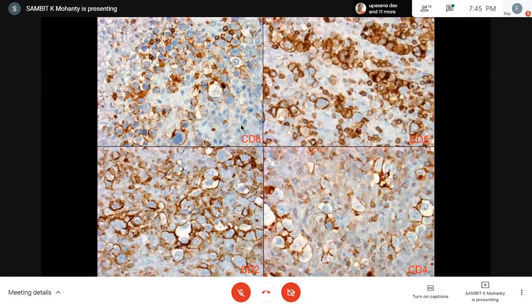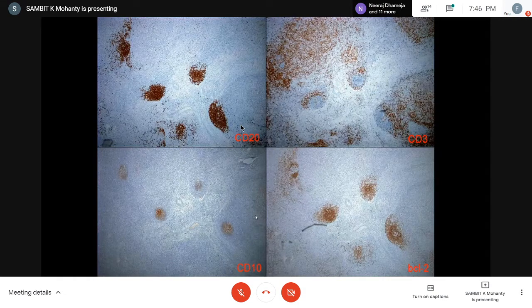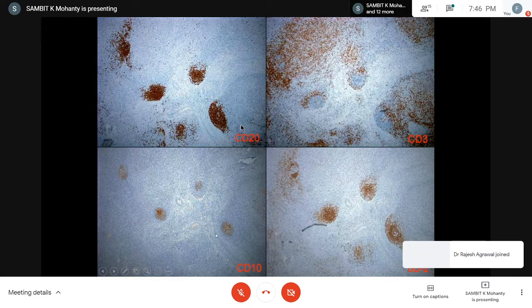I did some T cell antigens here, like CD4, CD5, CD2, CD7, and CD8. They showed a variable degree of positivity in those big cells. CD20, I just showed you. Now I'm focusing on those follicular areas, those three follicles. Mainly I'm focusing on this one: CD20 positive, CD3 has a few positive cells in the center, but the majority are negative. CD10 was positive, and BCL2 was high.